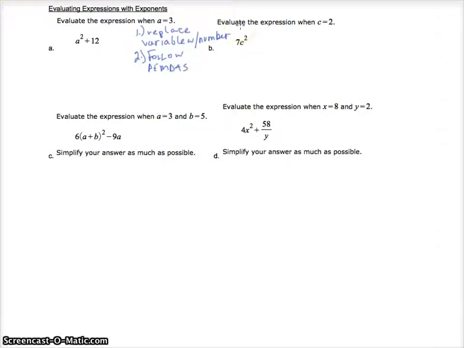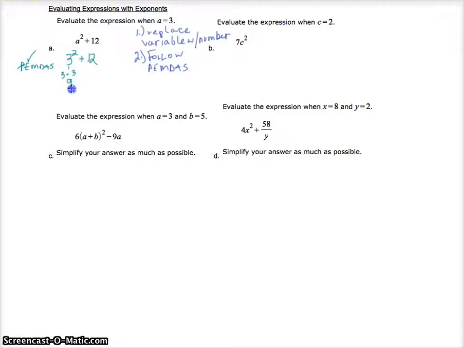Okay, so my given letter is A, and the problem says A equals 3. So we're going to write 3 to the second plus 12. Now I need to look at my order of operations: parentheses, exponents, multiply, divide, add, or subtract. I don't have any parentheses, but I do have exponents. So my 3 squared means that it is 3 times 3.